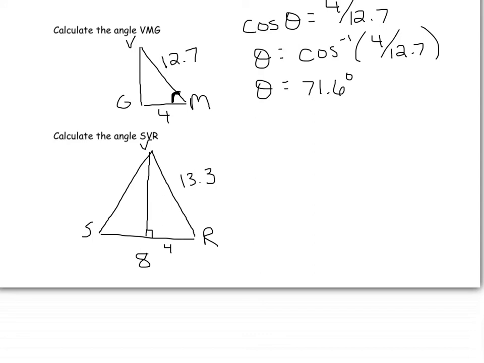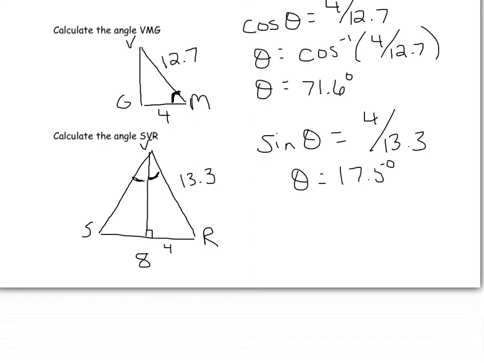So could I find the angle here and then just double it to get both sides? Well, how is that angle related? That side is opposite, hypotenuse. So that would be sine is 4 over 13.3. Now remember, we're only getting half. So the inverse sine of 4 divided by 13.3 is 17.5 degrees. So our whole angle SVR would be double that, so 35 degrees.